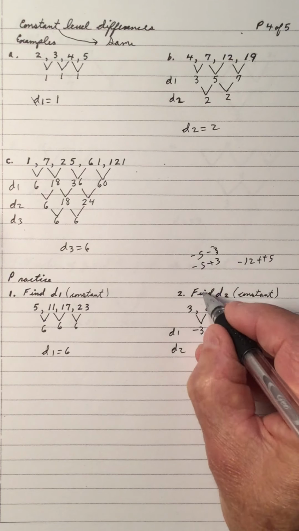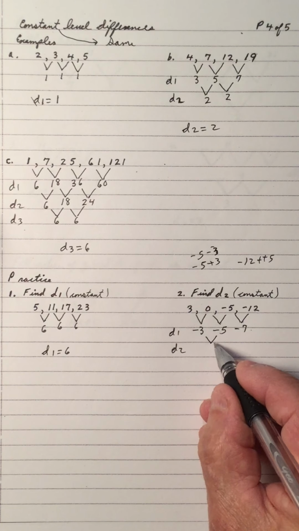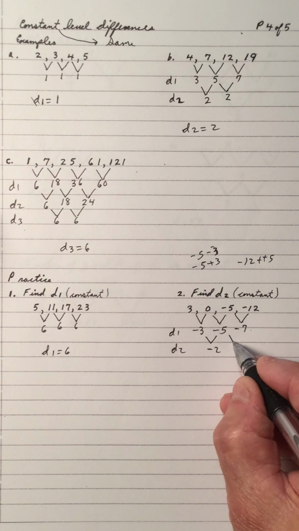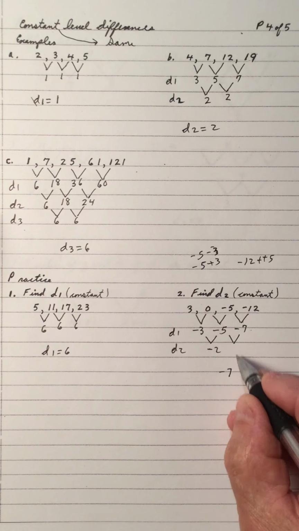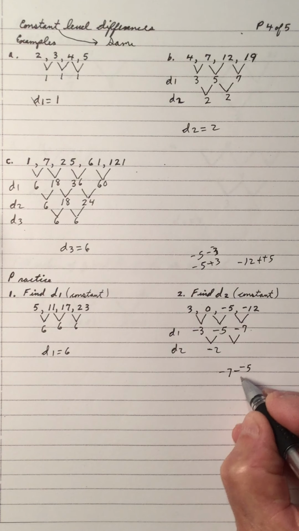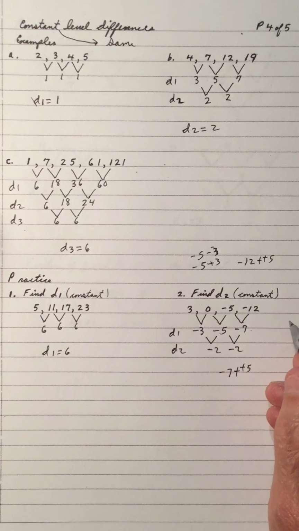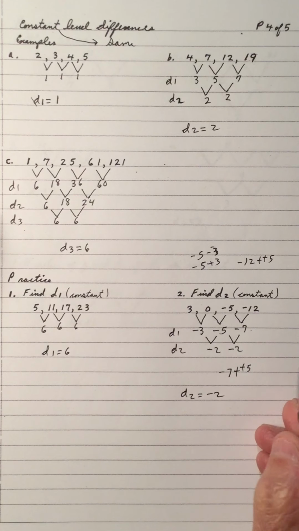Level 2: negative 5 subtract negative 3 is negative 5 plus 3. So that's negative 2. And we have right here negative 7 subtract negative 5. That's negative 7 plus 5, which is negative 2. So the level 2 difference is negative 2, constant.